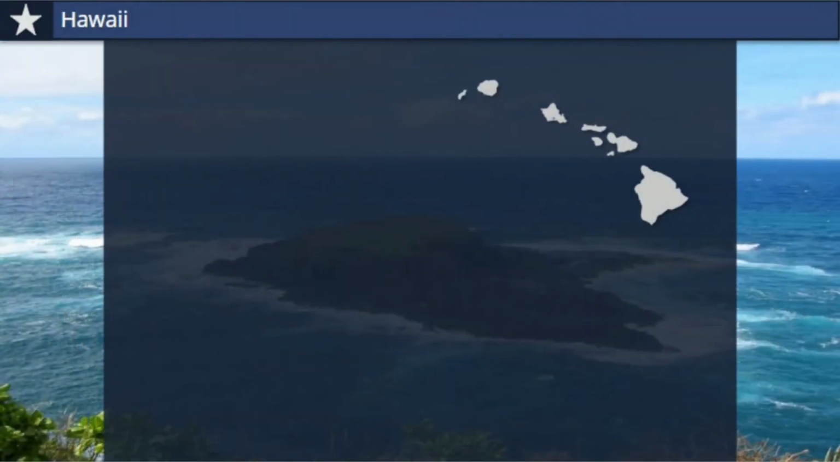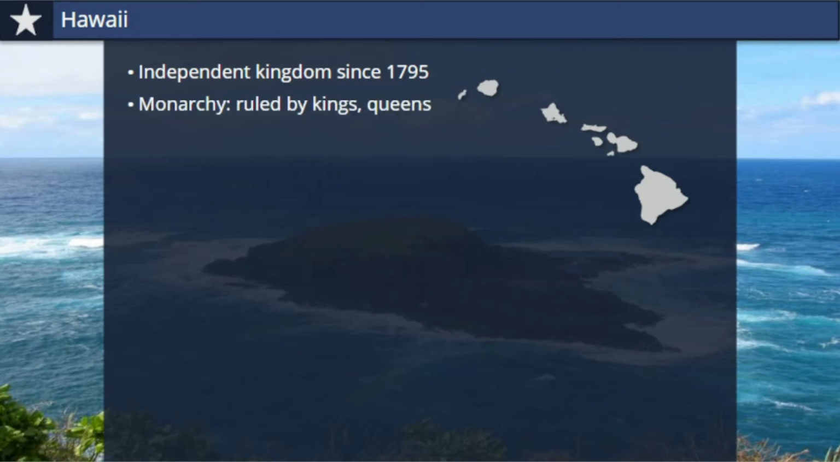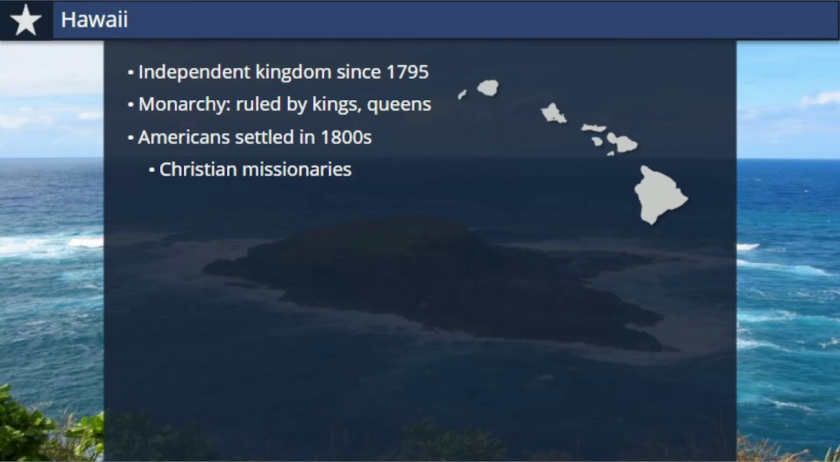The story of Hawaii is particularly interesting and complex. The Hawaiian Islands were their own independent nation, a united kingdom, since 1795. It was a monarchy, ruled over by Hawaiian kings and queens. In the 1800s, many Americans settled in Hawaii. Some were missionaries who wanted to convert native Hawaiians to Christianity. Others were businessmen who came to Hawaii to be planters and make their fortunes. Sugar was Hawaii's most valuable export.